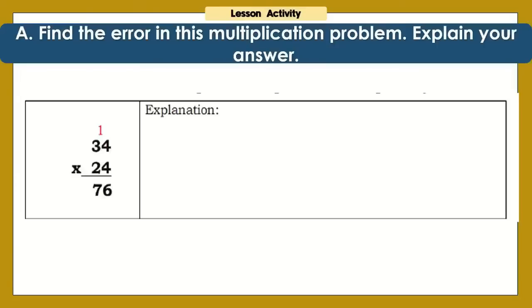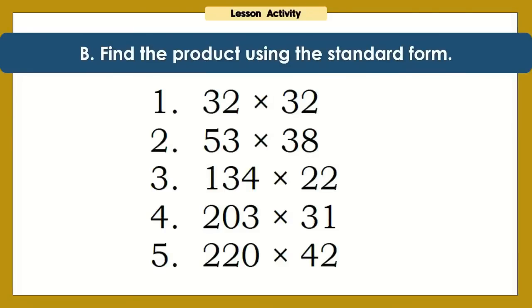Find the error in this multiplication problem. Explain your answer. Find the product using the standard form. 32 times 32, 53 times 38, 134 times 22, 203 times 31, 220 times 42.